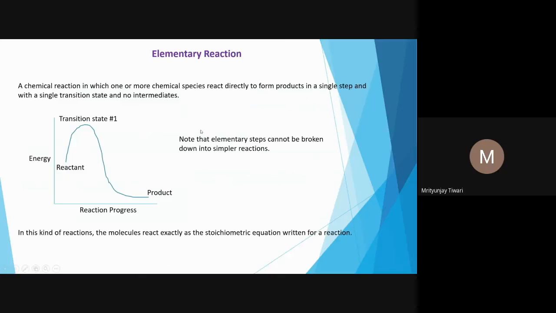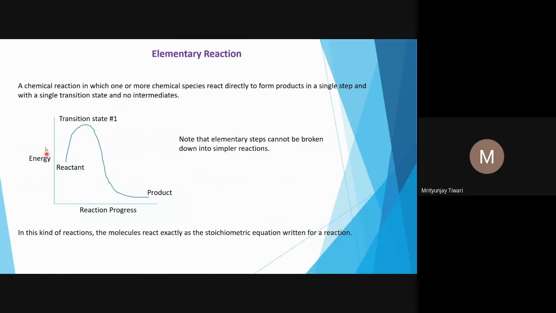The elementary reaction I have explained earlier, but I have not shown this graph, so let us try to understand this again. A chemical reaction in which one or more chemical species react directly to form product in a single step, with a single transition state and no intermediate, is called an elementary reaction. There are a few more terms being introduced here, such as the transition state.